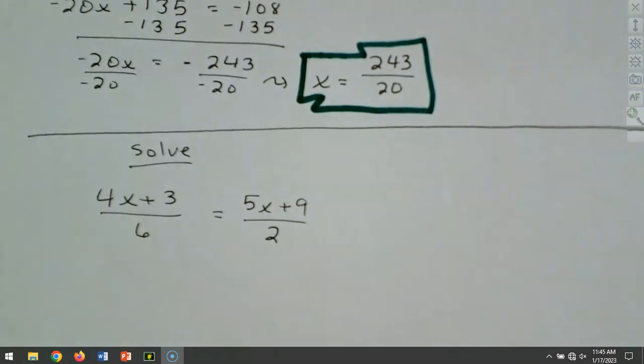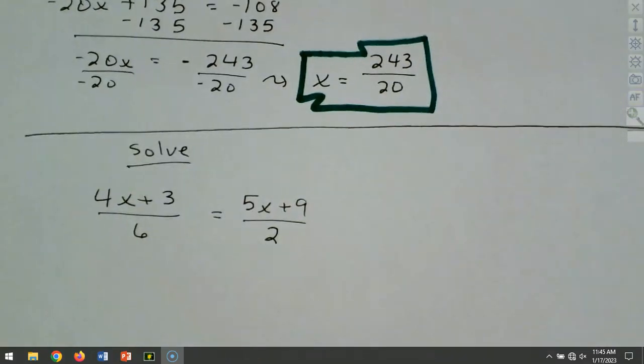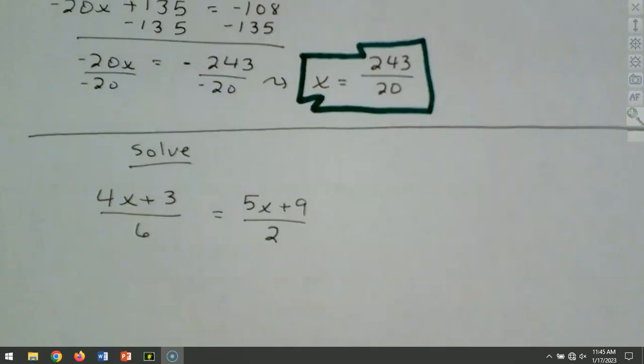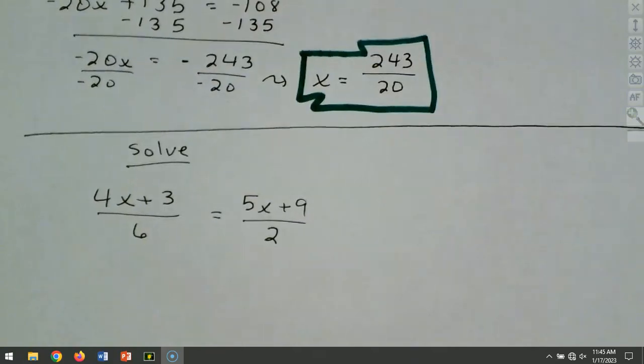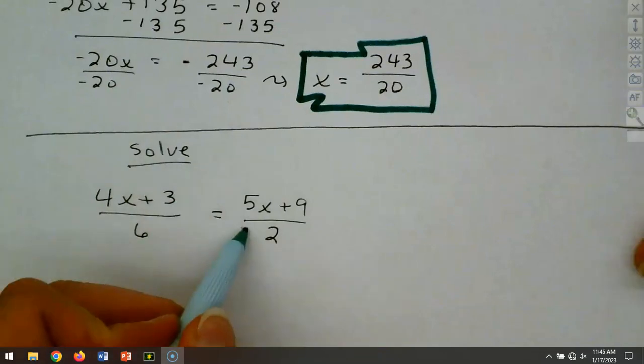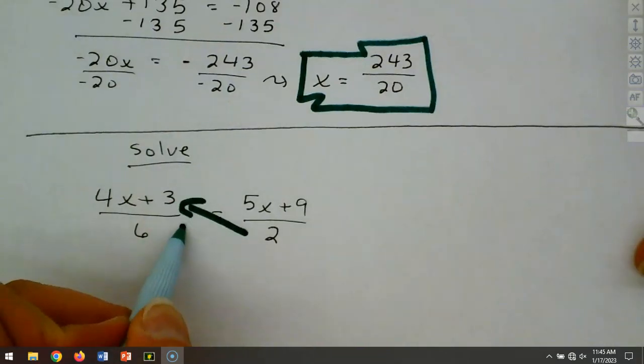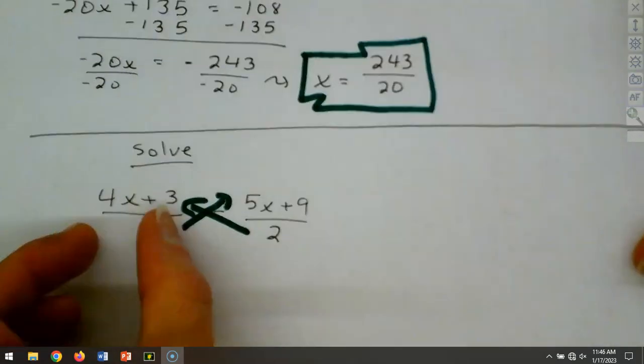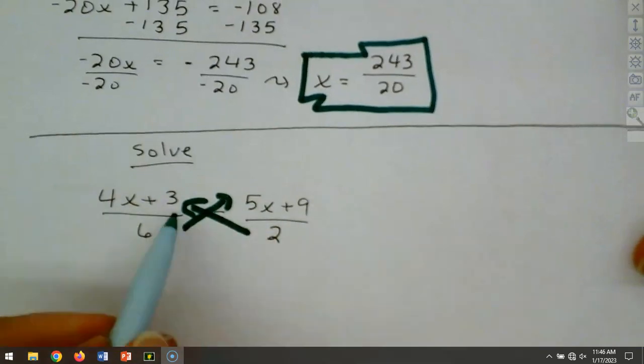Now, how would I solve this one? Well, we're still going to clear out the fractions, right? But I can use a different technique. Because what do we know about the fractions? One is on each side, right? And they're complete fractions. So, as many of you might remember, I can use what's called the cross multiplication technique. Because they're complete fractions, I can cross multiply.